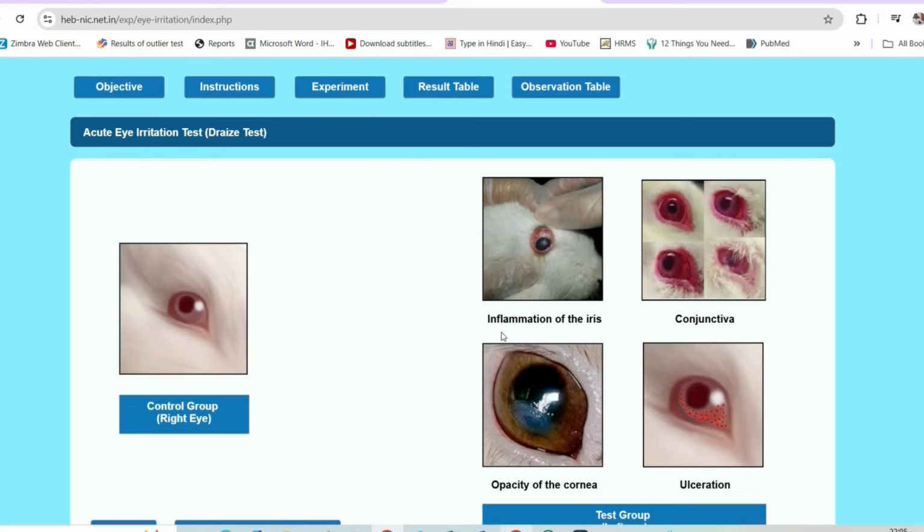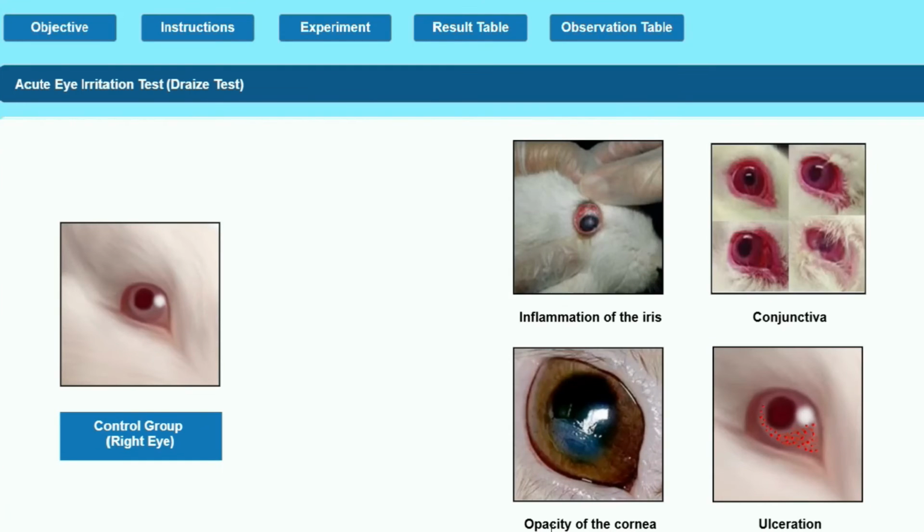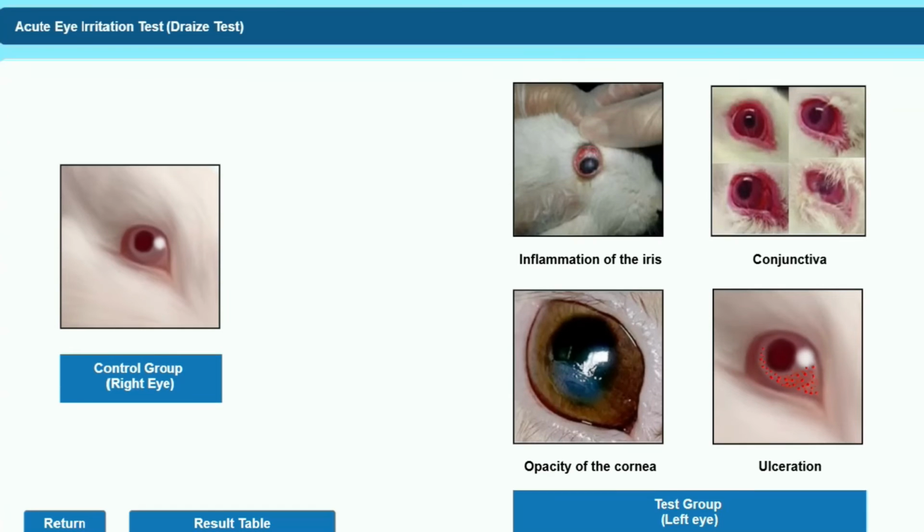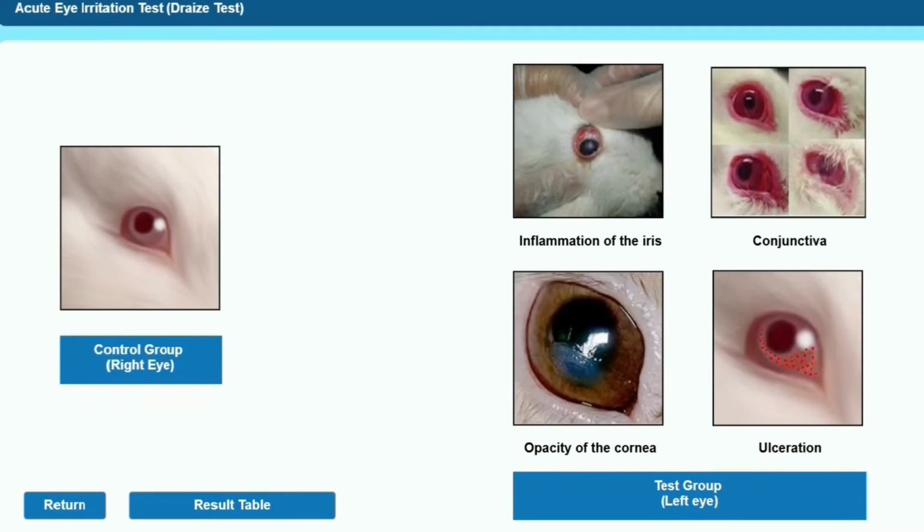In that eye it is showing inflammation of the iris, of the conjunctiva, opacity of the cornea and ulceration. Here you can see the ulceration, and here you can see the opacity of the cornea. So this means our test drug is toxic for the eye. Now we will go and see the result table.